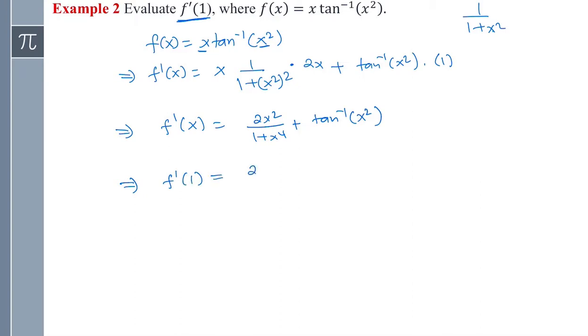So we get 2 in the numerator. Then 1 plus 1 to the fourth is 1 plus 1, which is 2. Then the inverse tangent function of 1 squared, which is 1. Sorry, we have a plus sign here. So 2 and 2 cancel out. So that means we have 1 plus the inverse tangent of 1, which is pi over 4. Finally, we can write this as f prime of 1 equals 1 plus pi over 4.